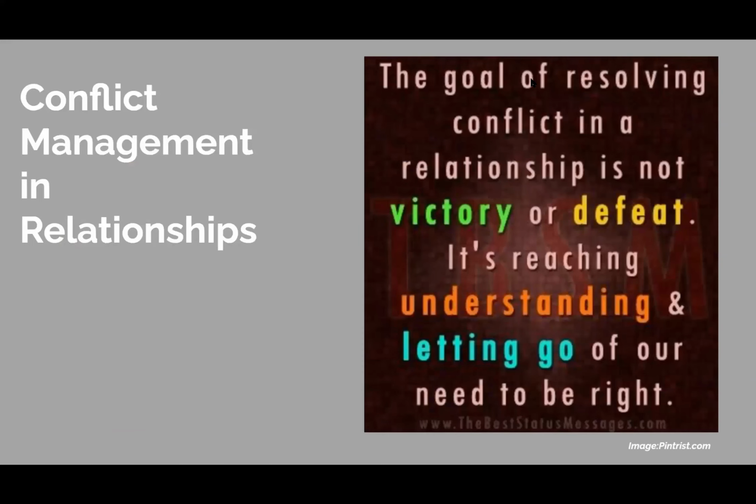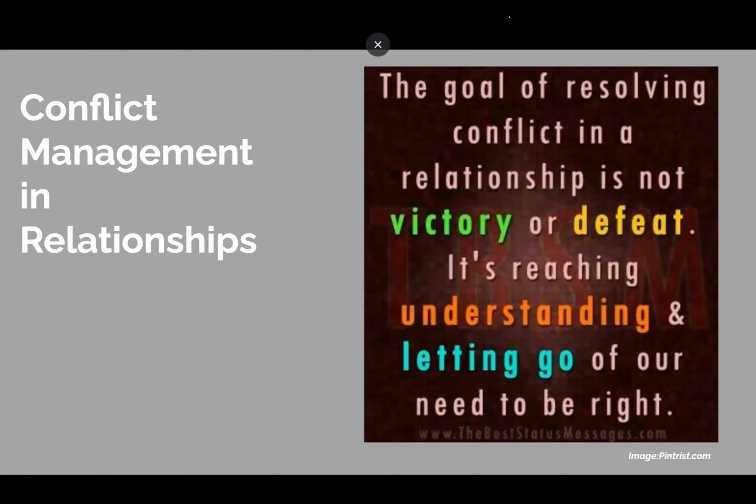I love this quote right here, right? And this is just getting into conflict management in relationships. But it's as much for teams as it is for relationships. I'm going to spend just a couple minutes here on relationships, and then we'll close up. And any final questions that you have, please put those in the chat box.